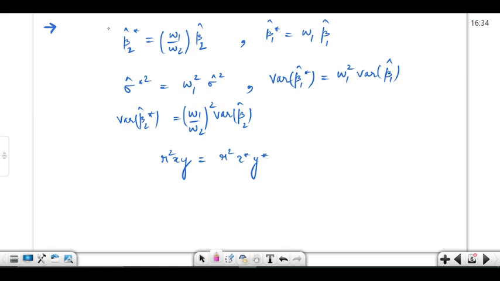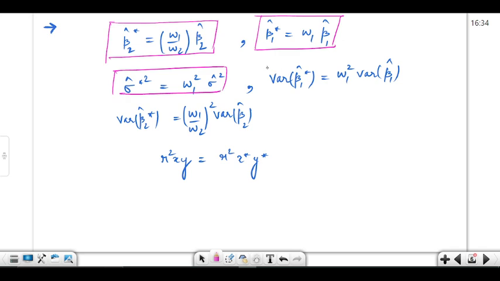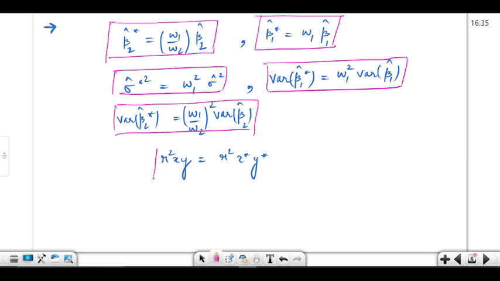So these are the formulas. These formulas you'll have to remember. 2, 3, 4, 5, and this 6. So if you see, your beta 2 hat star is basically equal to W1 upon W2, a ratio of the scale factors, times the previous beta 2 hat value. And your beta 1 hat star is equal to W1 times beta 1 hat.